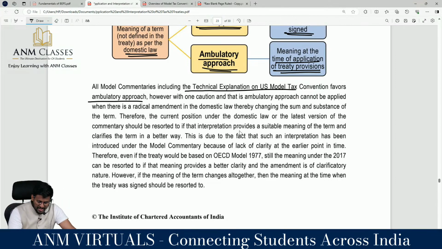So no. Yes sir. However, with one caution, that is the ambulatory approach cannot be applied when there is a radical amendment in the domestic law, thereby changing the sum and substance of the term.